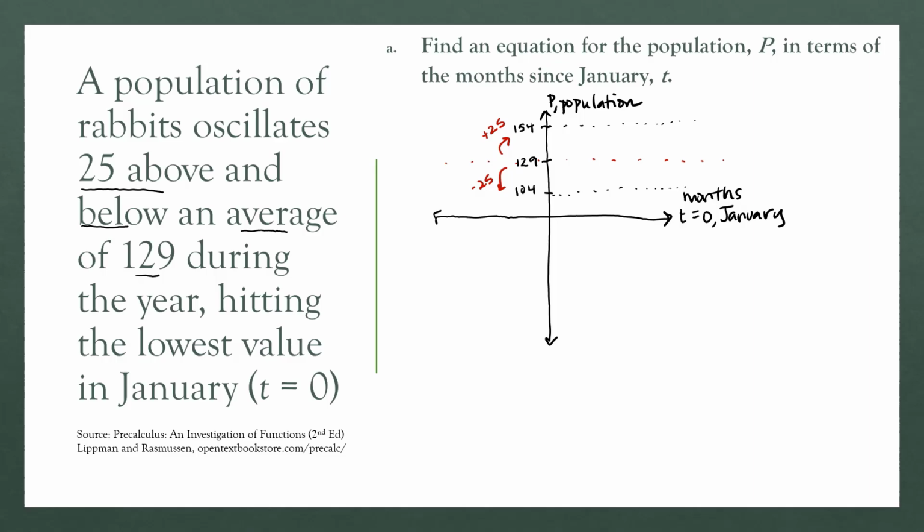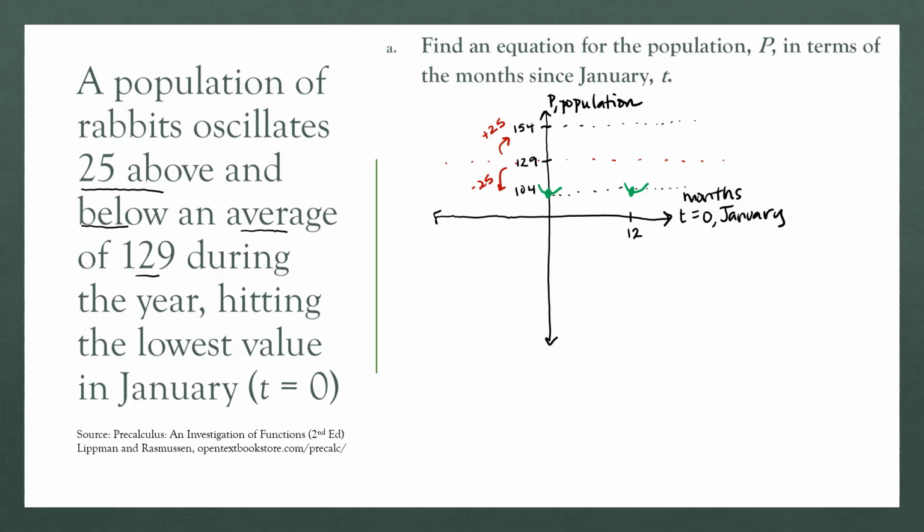Now what I also know, and I'll just switch to green, get a different color, is that January, t equals 0, it says I'm at my lowest value. So at 0, the origin, I am at the point 104. And in fact, I also know that this graph is sinusoidal, so 12 months later, I'll go ahead and put a 12 there, hitting January again, I'm going to be back at that 12. So my lowest is occurring at t equals 0, and then I see that t equals 0 again after 12 months.